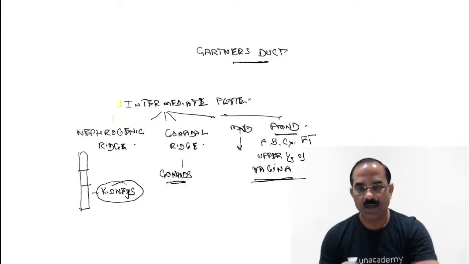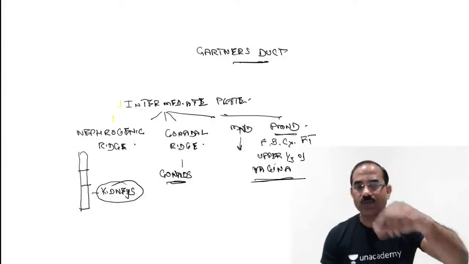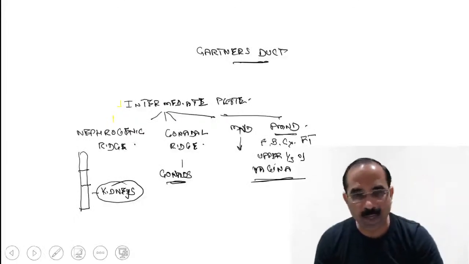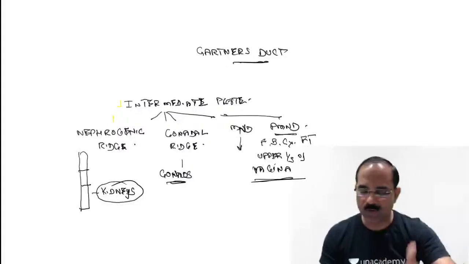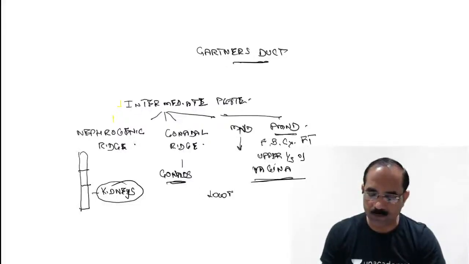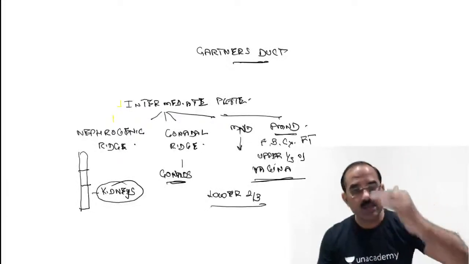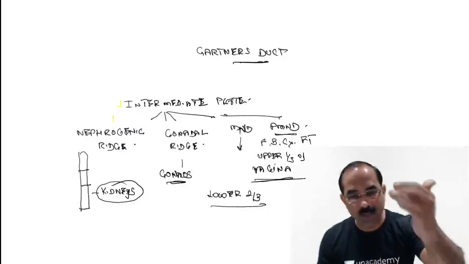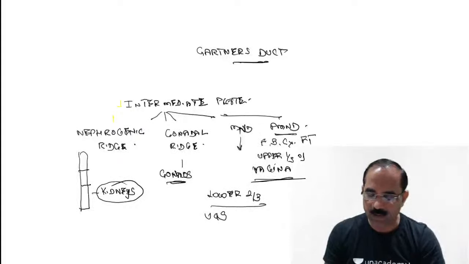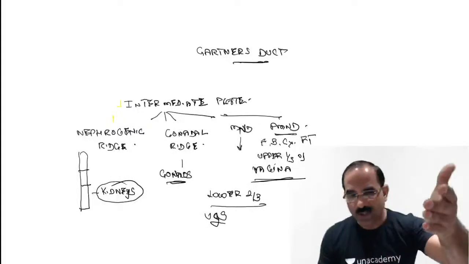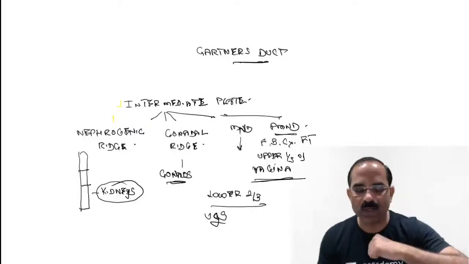Right. Upper 1/3 of the vagina is derived from paramesonephric duct. Can anyone tell me the lower 2/3 of the vagina is derived from what? Lower 2/3 of the vagina is derived from sinovaginal bulbs, which are derived from the urogenital sinus. Remember, students, sinovaginal bulbs, which are derived from the urogenital sinus.